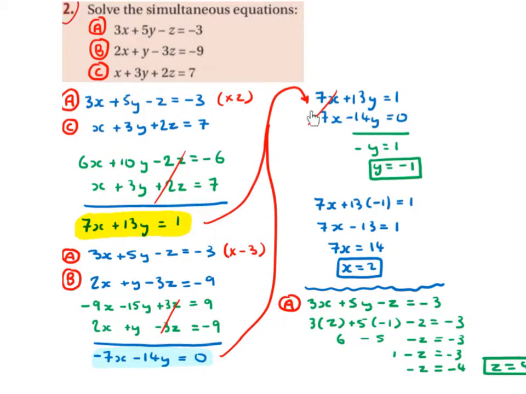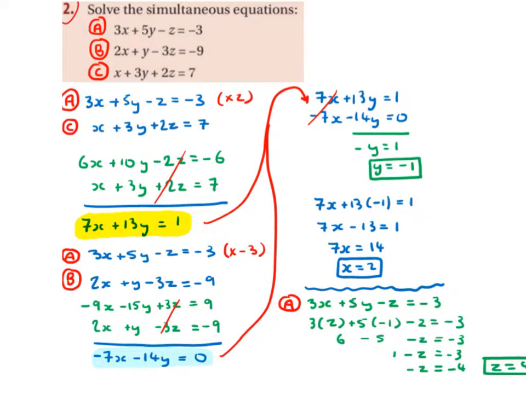So my x's will automatically cancel. 13y minus 14y is minus y, and 1 plus 0 is 1. So change the minus y to plus y and the 1 to minus 1. So y is equal to minus 1. I'm going to take this equation and I'm going to substitute minus 1 in place of that y. 13 times minus 1 is minus 13, and 1 plus 13 is 14, and 14 divided by 7 is 2, so x is 2.